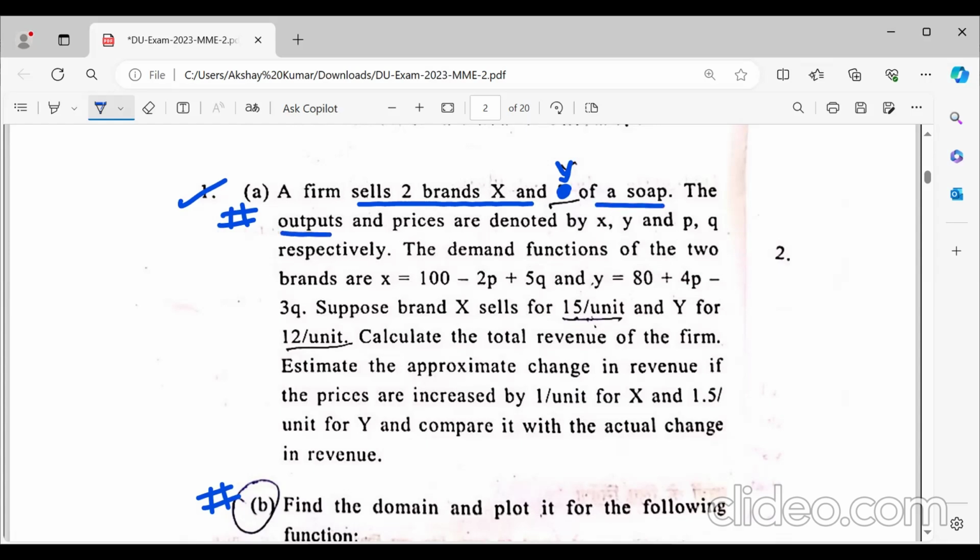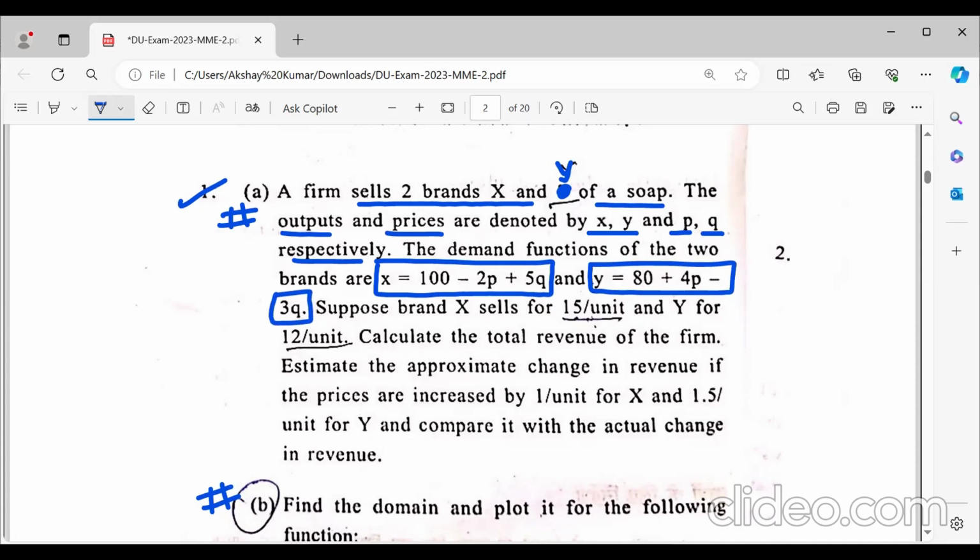The outputs are given by small x and small y of these 2 brands, capital X and capital Y. So capital X and capital Y denote the brands. Small x and small y denote the quantities or the outputs of those brands. P and Q denote the prices of brands X and Y respectively. And we are given the demand functions. This is the demand function for brand X of soaps. This is the demand function for brand Y of soaps. I'm going to write all of this on the whiteboard as well.